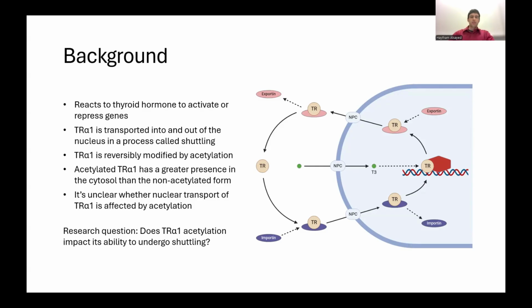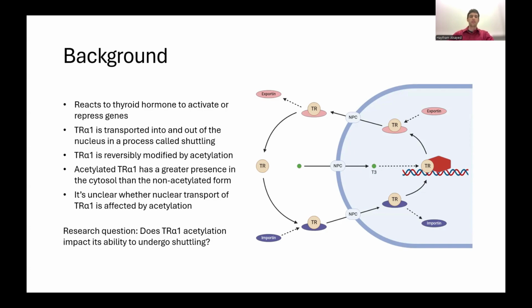So TR alpha 1 is reversibly modified by acetylation, which is the addition of a chemical group onto a certain portion of the protein. And this occurs in a nuclear localization signal, which is the part of the protein that the importin binds to help it get into the nucleus. And we've seen in previous research that in the acetylated form, TR alpha 1 has a greater presence in the cytosol than the non-acetylated form does. But it's not clear whether nuclear transport of TR alpha 1 is affected by this acetylation.